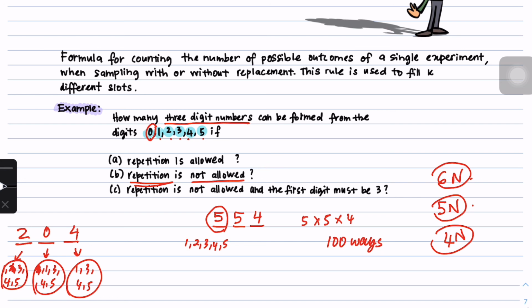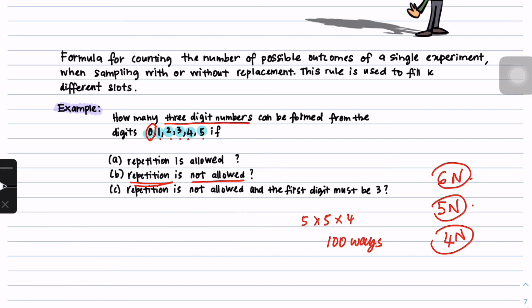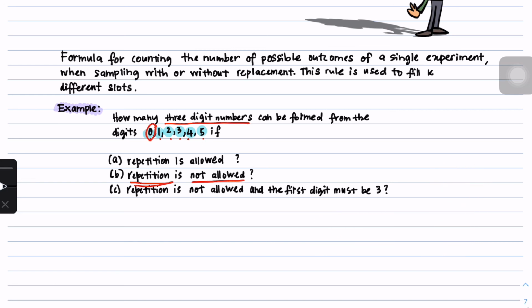And then now we want to see question C, where question C asks us to find how many 3-digit numbers can be formed from the digit 0, 1, 2, 3, 4 and 5 if repetition is not allowed and the first digit must be 3. Okay, dia tak bagi kita repeat, nombor yang dah guna tak boleh guna, dan dia bagi tahu the first digit mesti 3. So dekat sini kita hanya ada satu sahaja pilihan, iaitu 3. Satu sahaja pilihan yang kita ada. Okay, 3 dah guna dekat tempat yang pertama. So 3 dah tak boleh guna dekat tempat yang kedua.